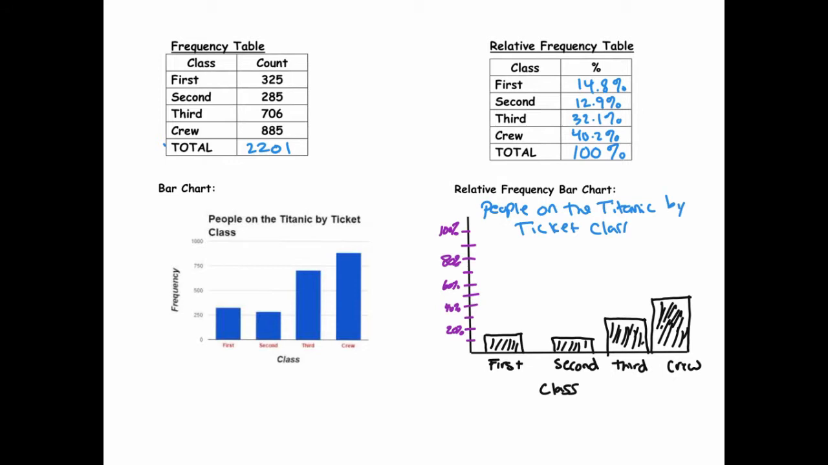All right, and so my scale's a little different, but the relationships remain the same, right? We can tell from both of these charts that the crew made up the highest proportion of people on the Titanic, followed by third-class citizens, etc. So we've got a bar chart and a relative frequency bar chart as two ways of displaying categorical variables.